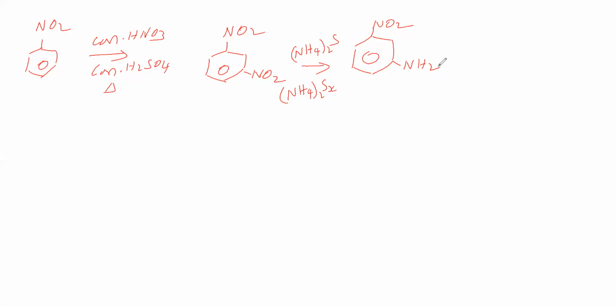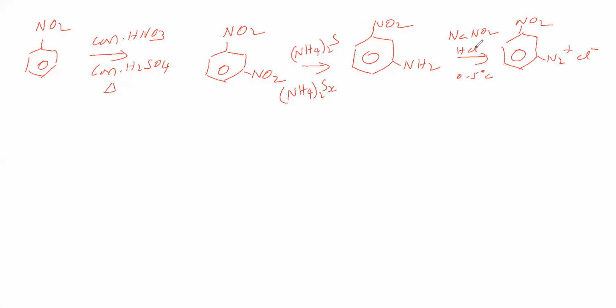Then this amino group we will convert into a diazonium salt. Amino group we are converting into diazonium salt by the diazotization reaction. Diazotization means NaNO2, HCl, 0 to 5 degrees Celsius.